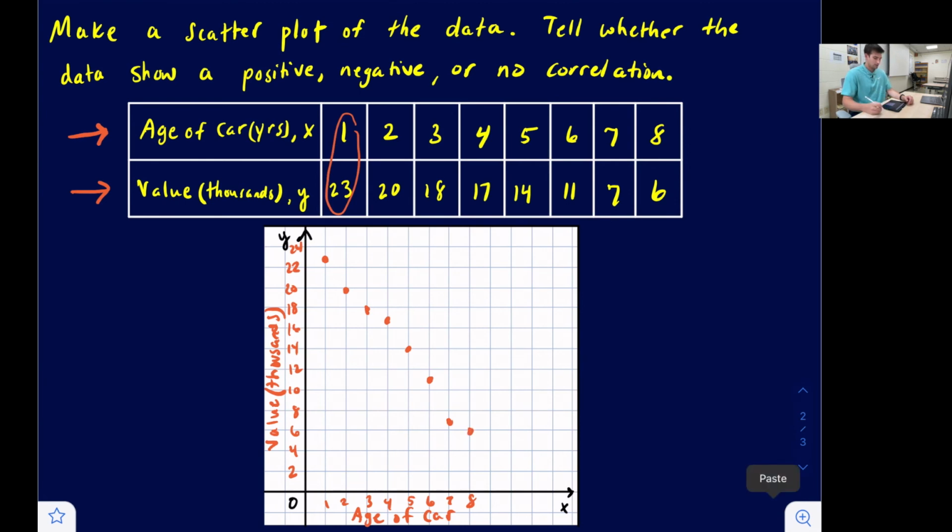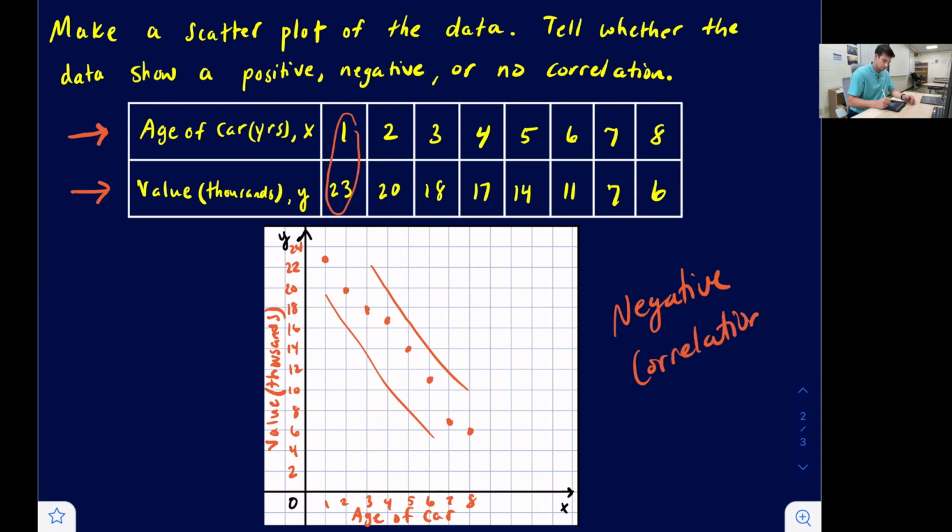Okay? All right, so now we can say, okay, what tends to happen as the age of the car increases? Well, we can see that our points are going downhill. So we would say this would be a negative correlation, right? Which in the real world makes sense, right? When you buy a car, it's probably worth as much as it's ever going to be worth right once you buy the car. As soon as you drive it off the lot, it is losing value, right? So this makes sense, okay? So that's a little bit about scatter plots.